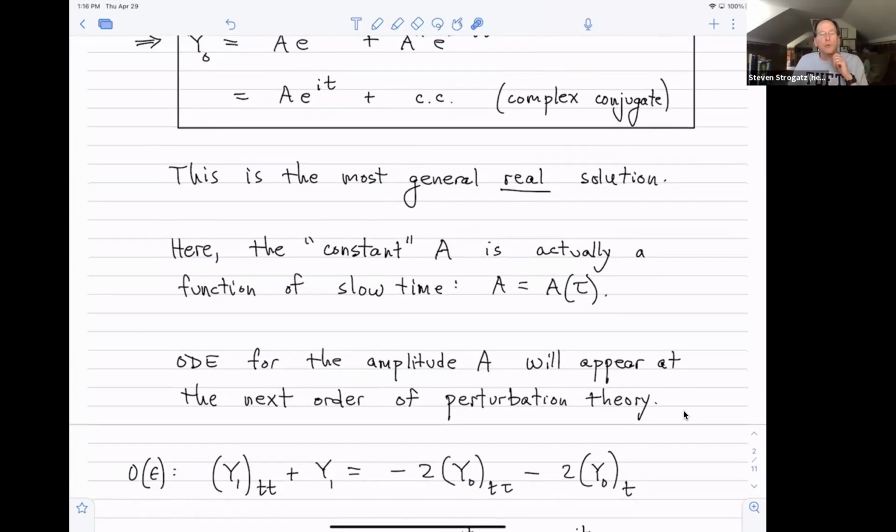And I've grouped things in a way that I keep this simple harmonic oscillator linear operator on the left. In other words, I'm taking a second derivative with respect to t plus the identity, hitting the function y1. That's the operator that will appear at every order of perturbation theory. Whereas on the right-hand side, you're going to get stuff that came from lower orders, which in this case, there's only y0, so we have some junk involving y0, which acts as a forcing term on the linear oscillator for y1.